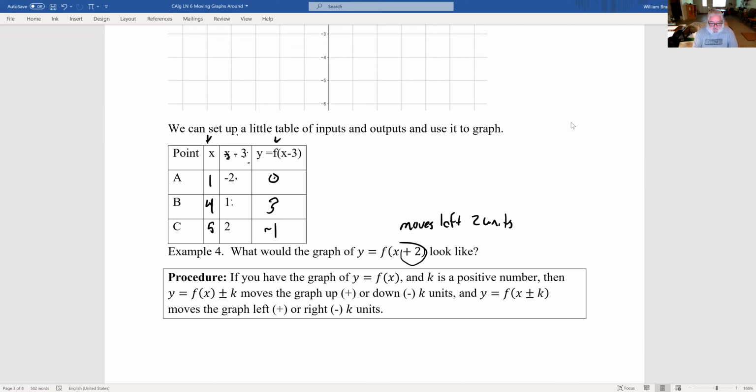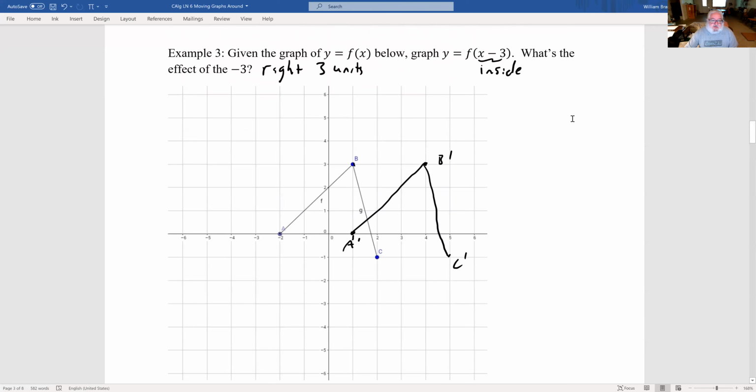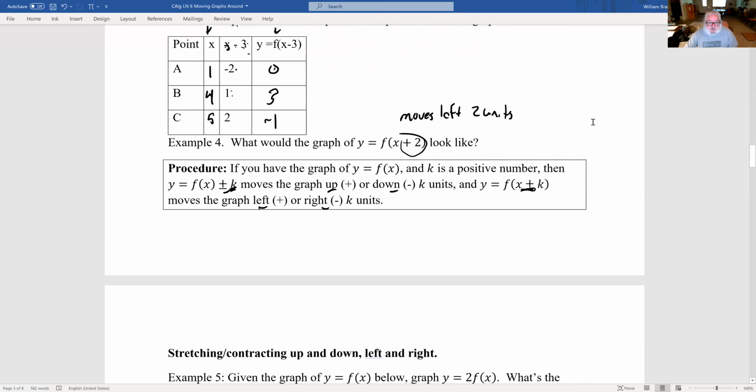So addition and subtraction, if you're doing addition and subtraction outside of the function, it moves it up or down. If you're doing addition and subtraction inside, it moves it left if you're positive and right if it's negative. I think I got, no, that's right. F of x minus 3 moves it right, f of x plus 2 moves it left.